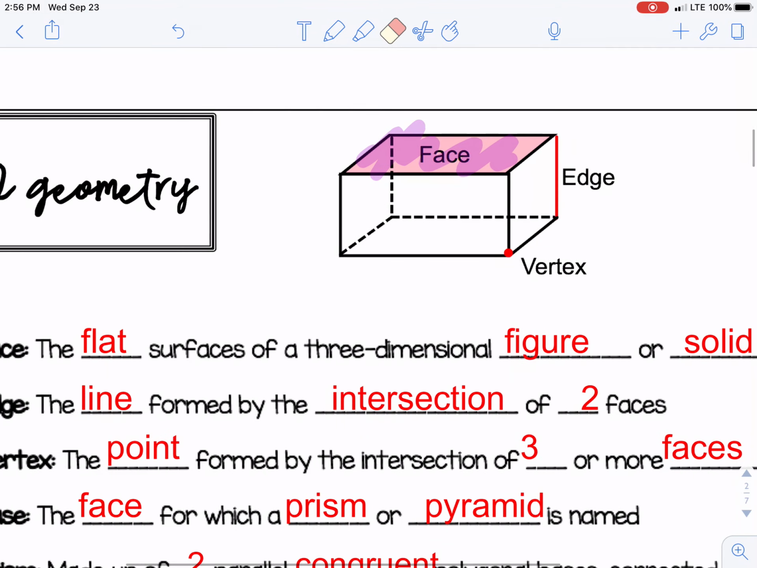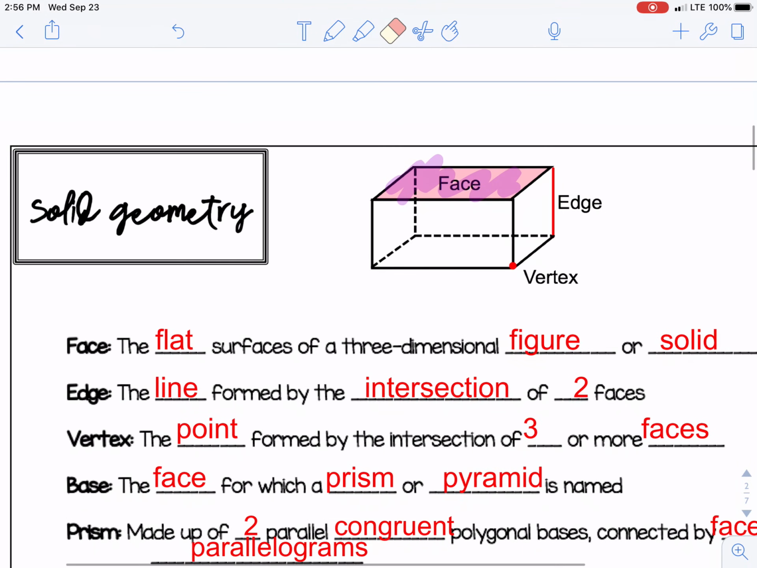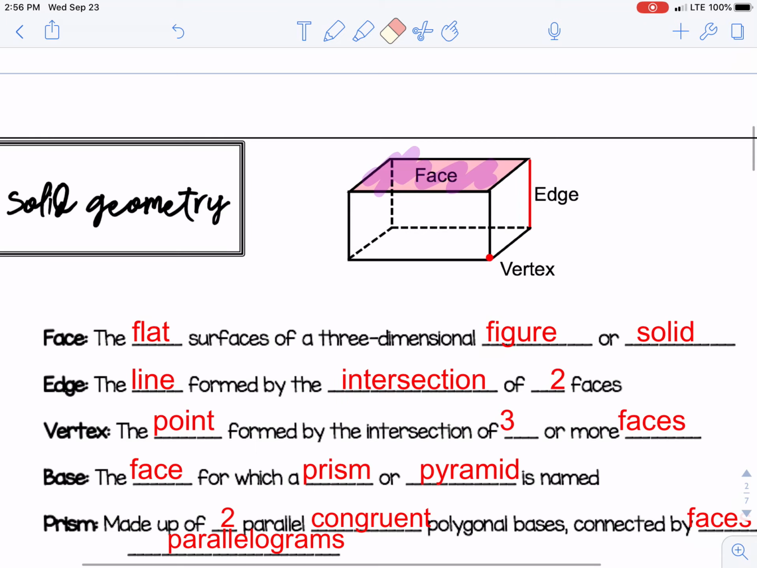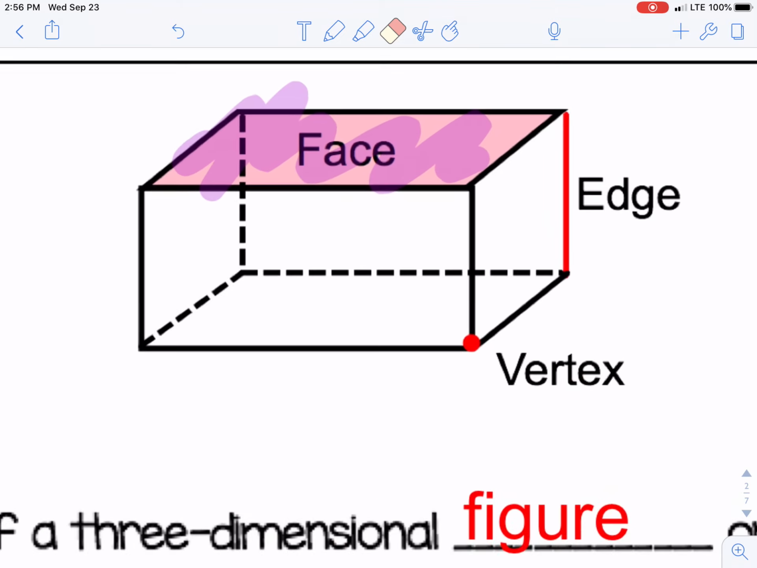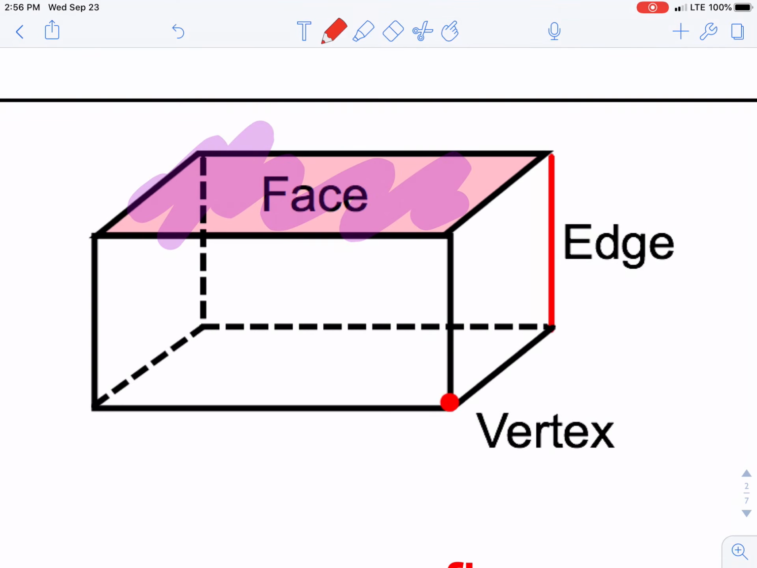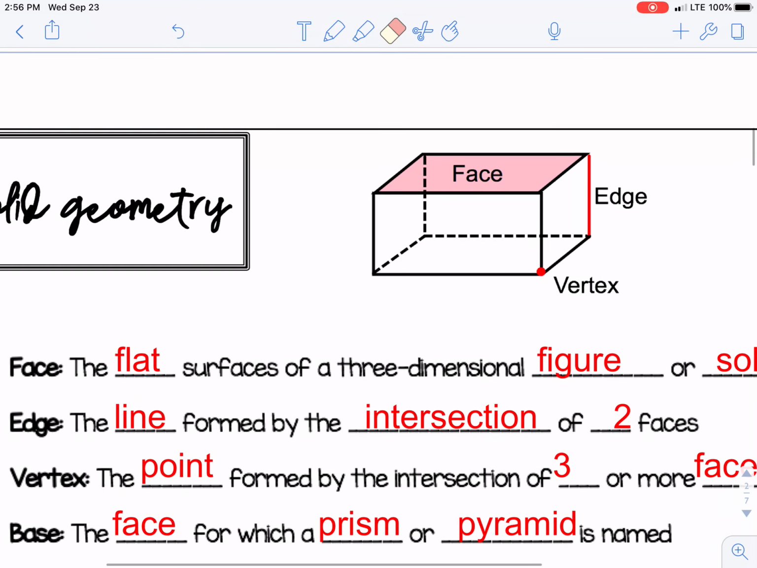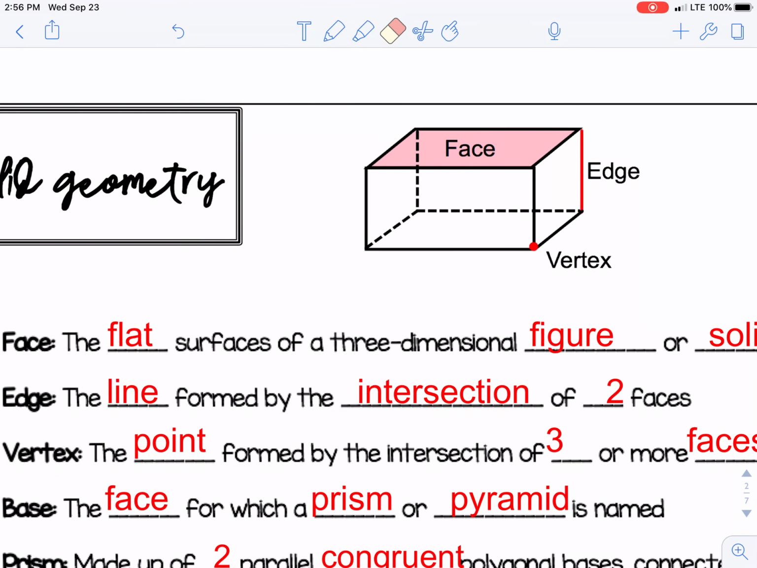So the surfaces of a three-dimensional figure are solid. They have to be flat, all right? The edge is the line formed by the intersection of two faces, okay? So edges go along the outsides. Those are all edges. Those are line segments. So you might have to name line segments when we have to name all the edges, all right? The vertices are all just the spots, the corners, right? Those are all the vertices.